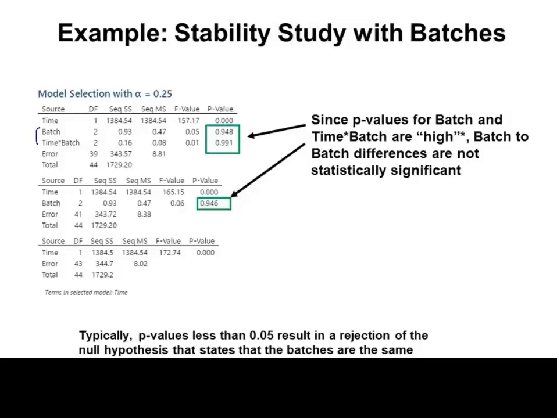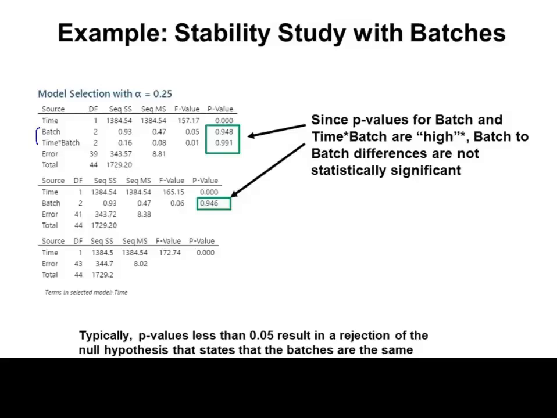Time-batch is looking at, does the effect of batch depend on time? That would be like if you have a very different slope from one batch to another, then a time-batch interaction would be statistically significant.